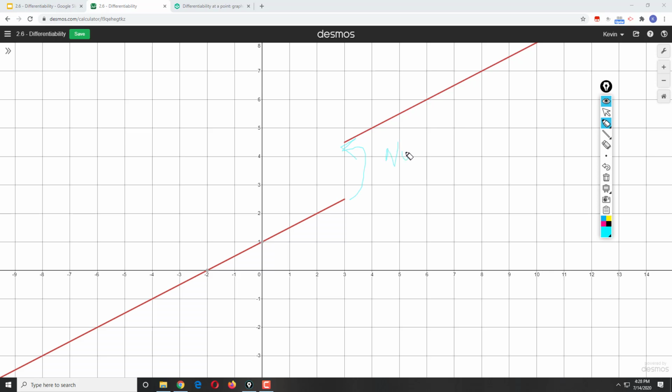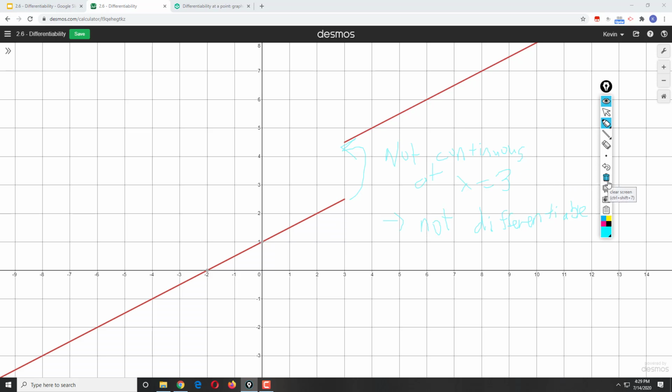When we have a jump like this, it is not continuous. We studied continuity a little bit in Unit 1. So this function is not continuous at x equals 3. If it's not continuous, that means it doesn't have a derivative. It's not differentiable. So there's no derivative at x equals 3 again.